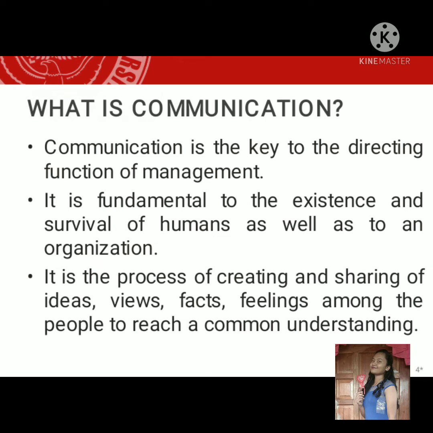Okay, let us go back to the definition of communication. Communication is defined as the key to the directing function of management. It is also fundamental to the existence and survival of humans as well as of an organization, and it is also the process of creating and sharing ideas, views, facts, and feelings among people to reach a common understanding. And yes, precisely, we were able to survive up to this very moment because of our capability and skills to communicate with each other.